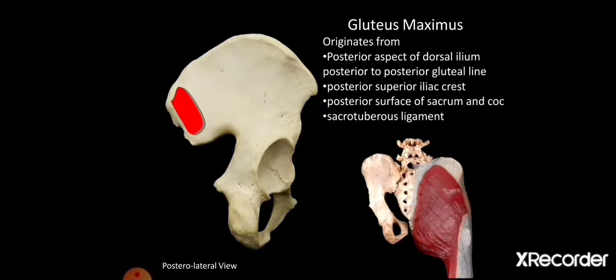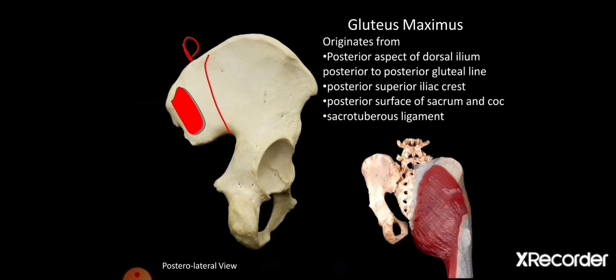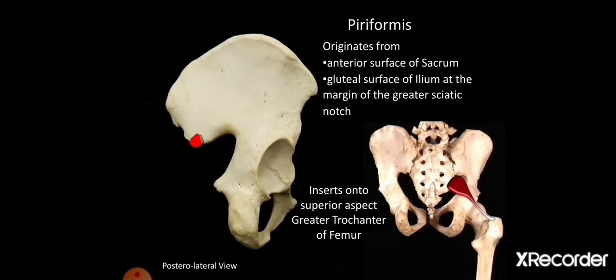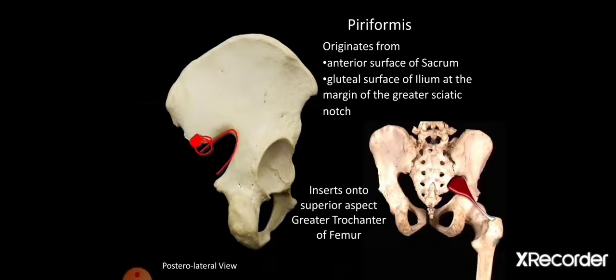Then gluteus maximus, it is originating from the gluteal surface of ilium posterior to the posterior gluteal line. So this is posterior to the posterior gluteal line, we have the origin of gluteus maximus. Then piriformis, it is arising from the gluteal surface of ilium at the margin of greater sciatic notch. So this is the greater sciatic notch, and its upper margin is giving origin to the piriformis muscle.